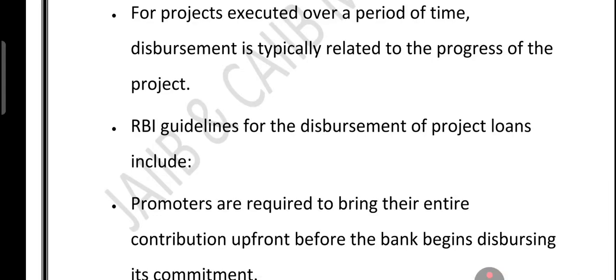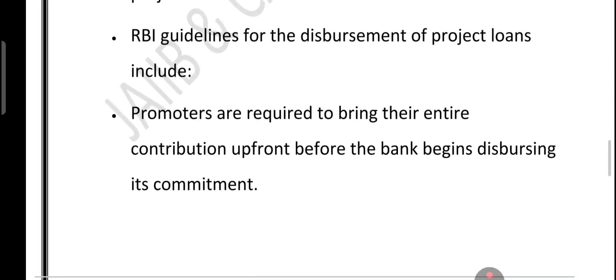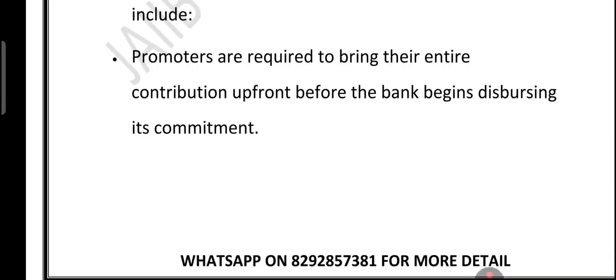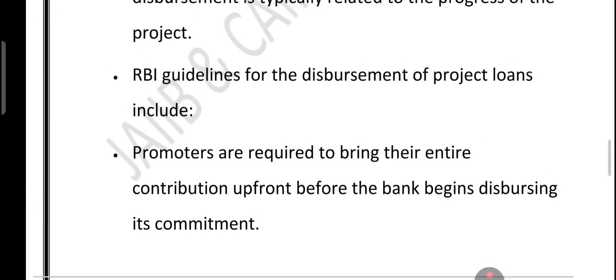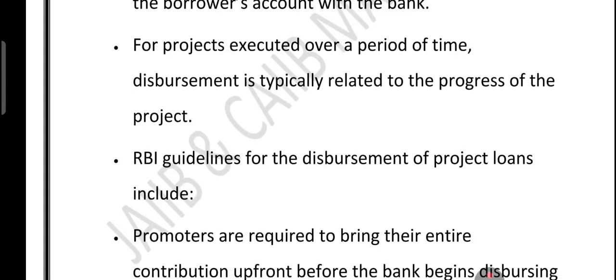And for a big project, like a building or plant, what happens? In that case, the money is not released at once. For big projects, money is not released at once. It is given in parts based on the progress of the project. Bank won't release the next chunk until they see the last part was used properly. So this is called step-by-step funding, or a step-by-step process.